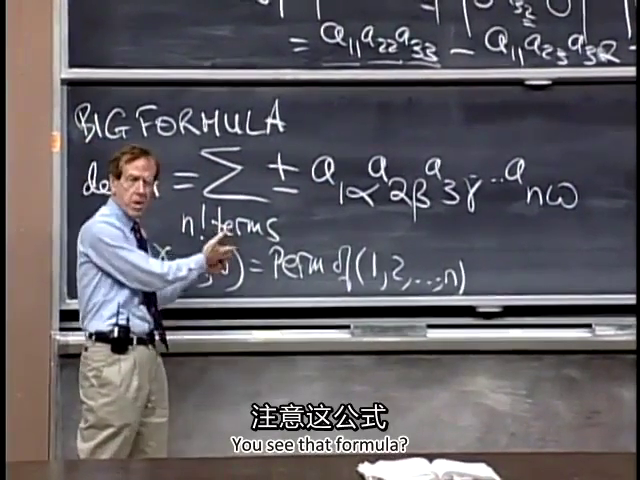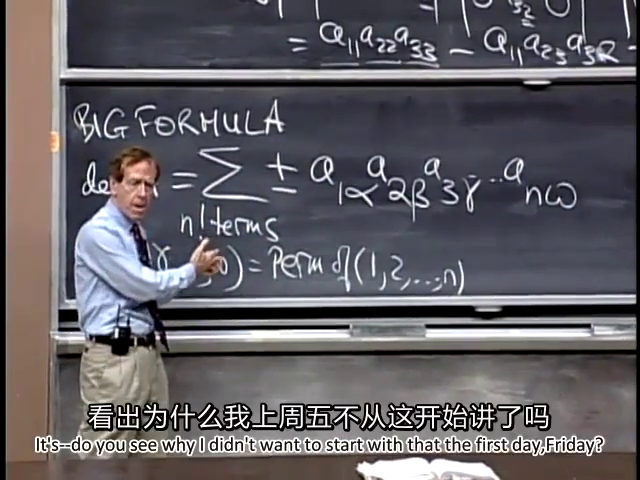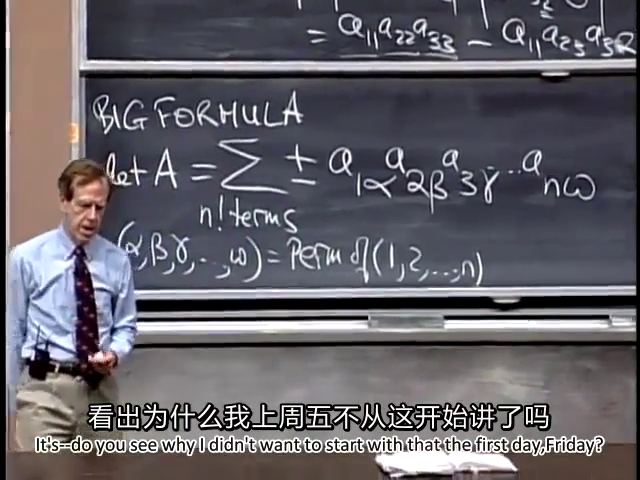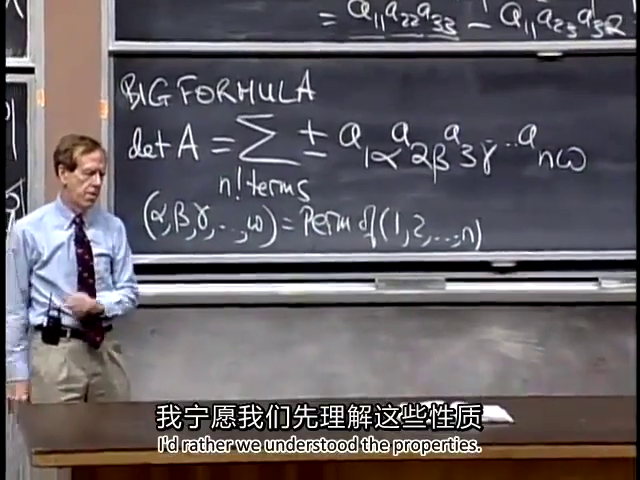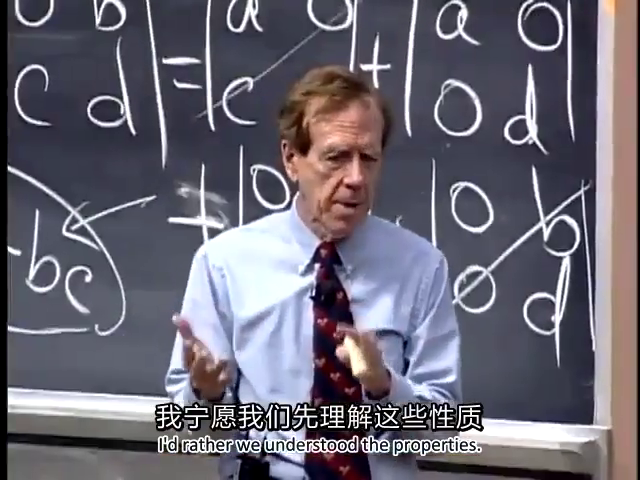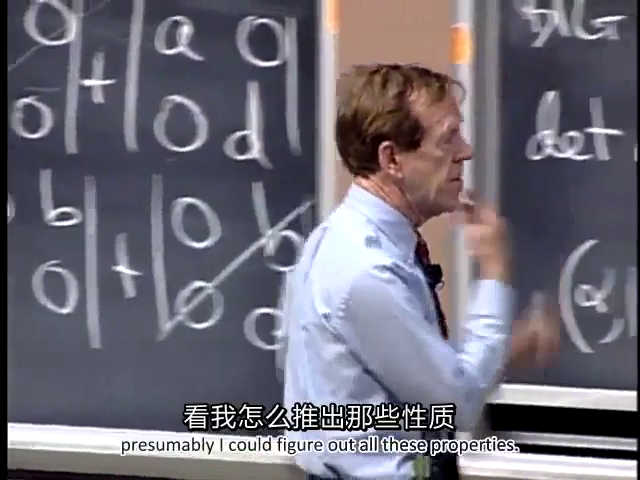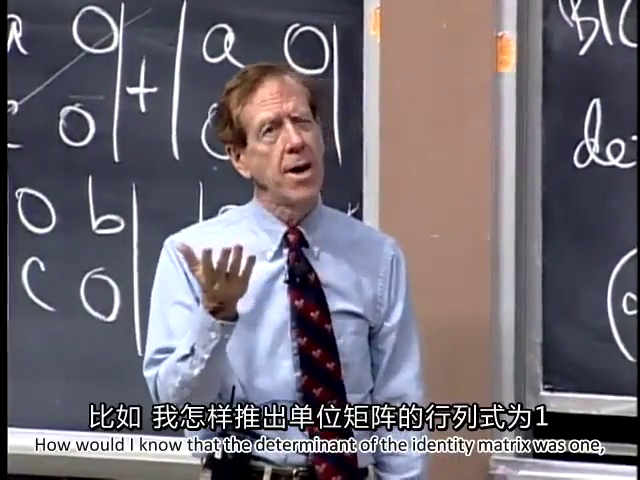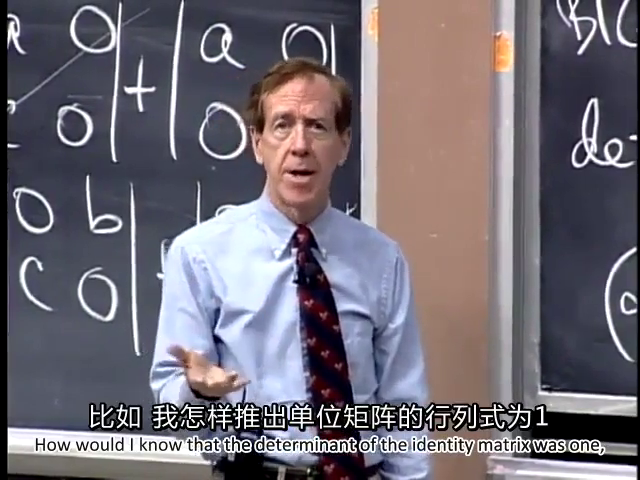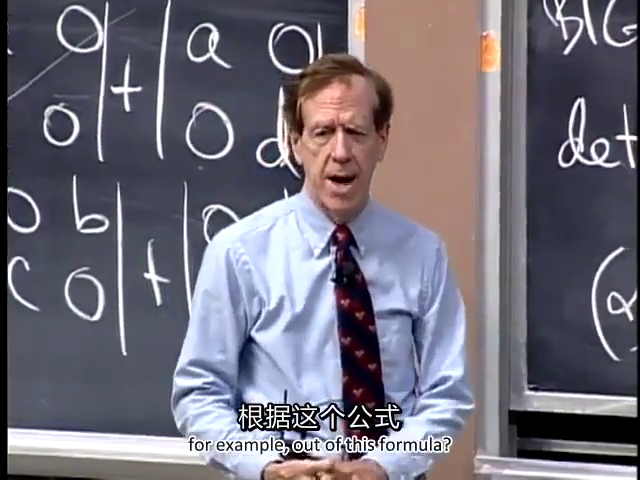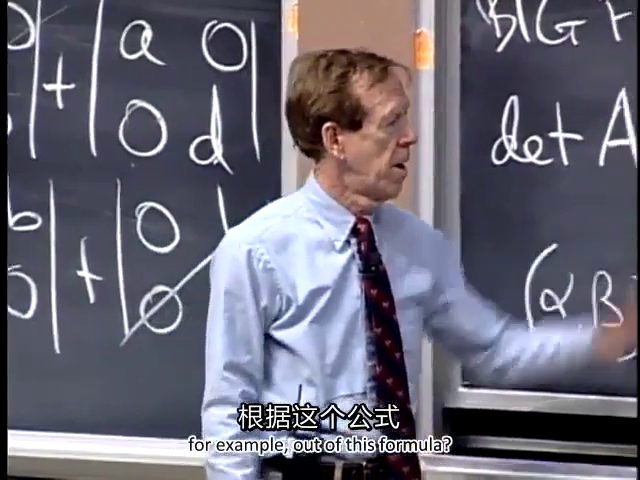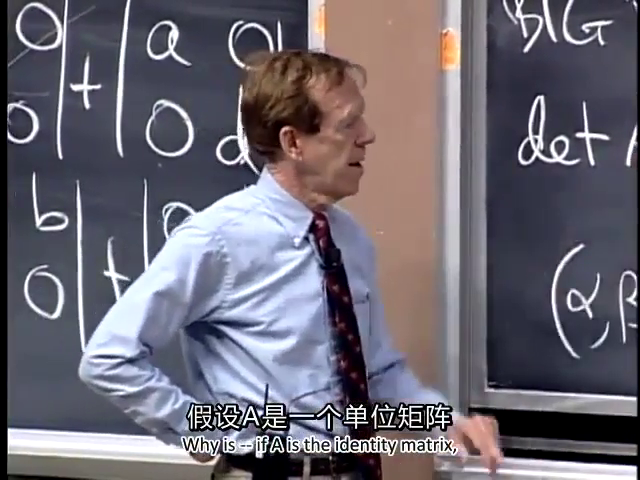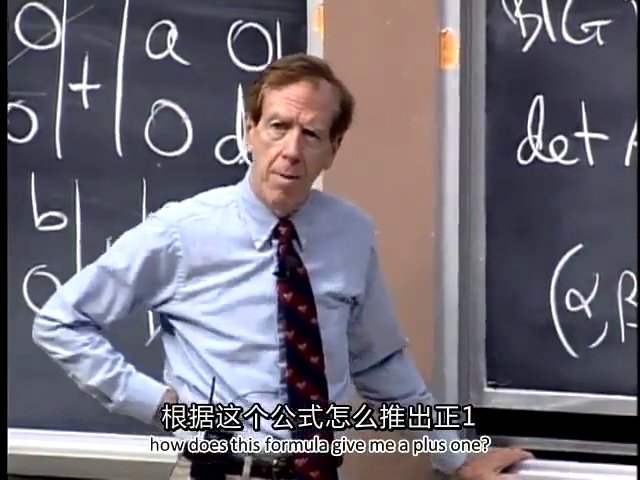You see that formula? You see why I didn't want to start with that the first day, Friday. I'd rather we understood the properties, because out of this formula, presumably, I could figure out all these properties. How would I know that the determinant of the identity matrix was 1, for example, out of this formula? If A is the identity matrix, how does this formula give me a +1?